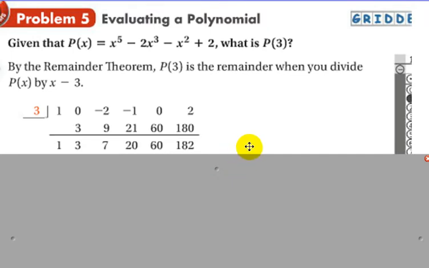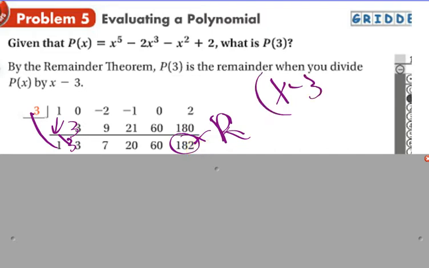And remember, you start off by dropping the 1, multiply by what's in the box, fill in the next spot, add, repeat the process. And you go down and you end up with all of these terms. This means that's the remainder. The last term is always the remainder. Was our remainder 0? No, it's 182. So that means that the x minus 3 is not a factor of that.